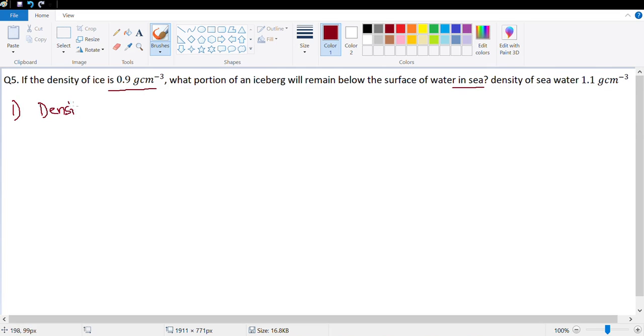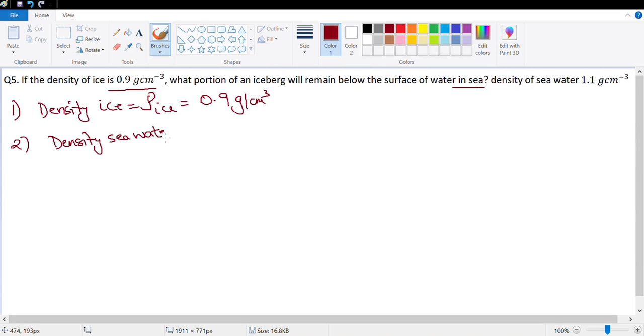Density of ice, which is rho ice, is given equal to 0.9 gram per centimeter cube. Next, density of seawater. Seawater is denser than pure water. So density of seawater is equal to 1.1 gram per centimeter cube. This is exactly like the previous question.